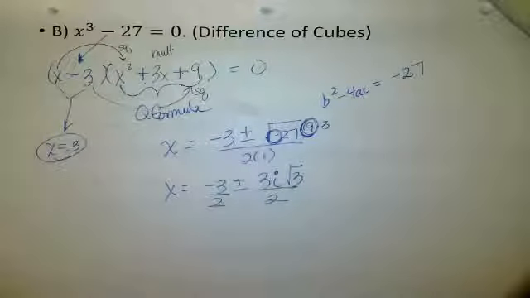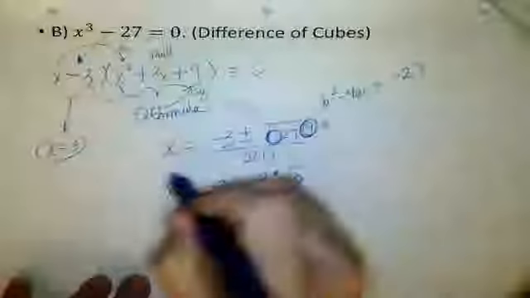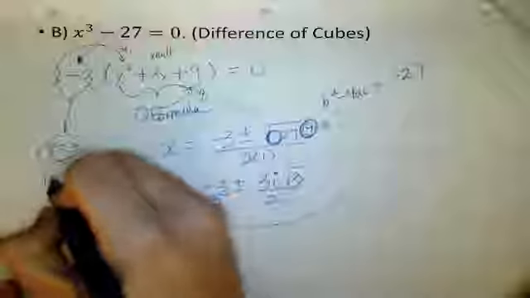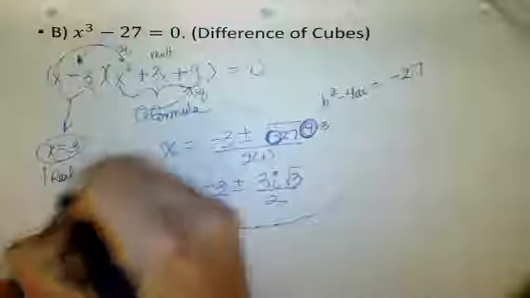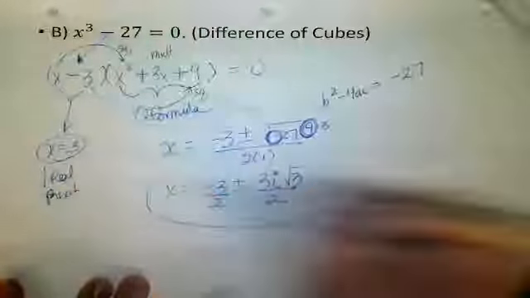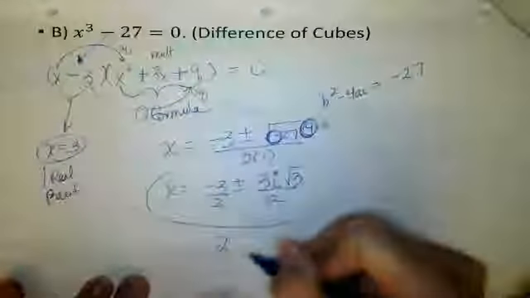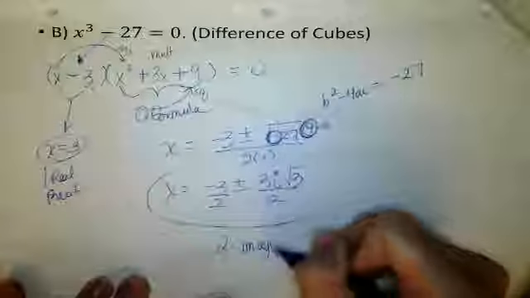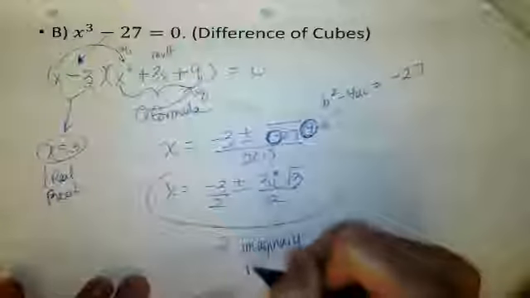All right, do you guys have any questions for me? Yeah. This had 1 real root. And how many here? Just two. 2 imaginary roots.